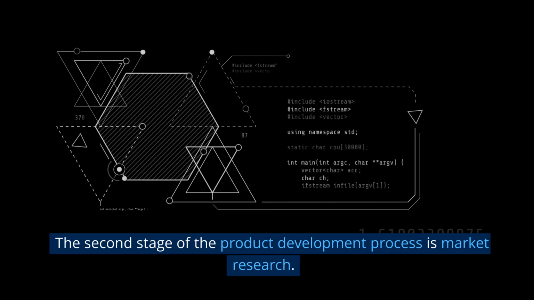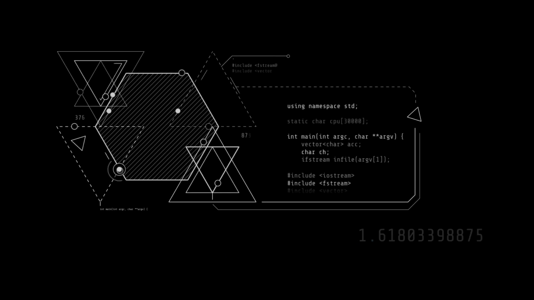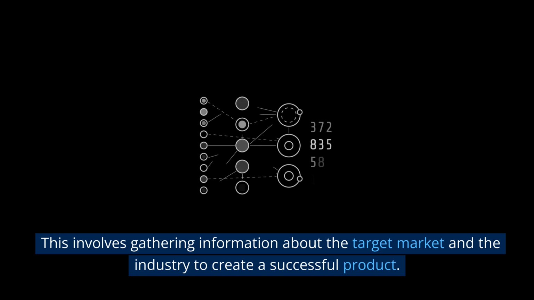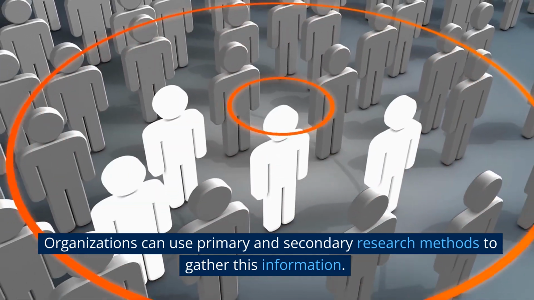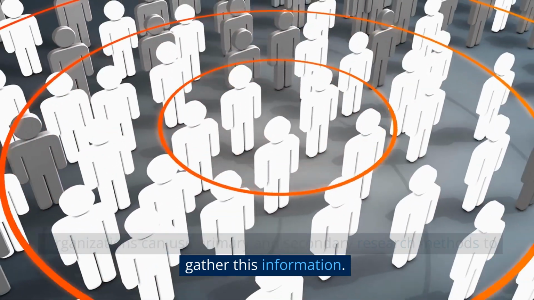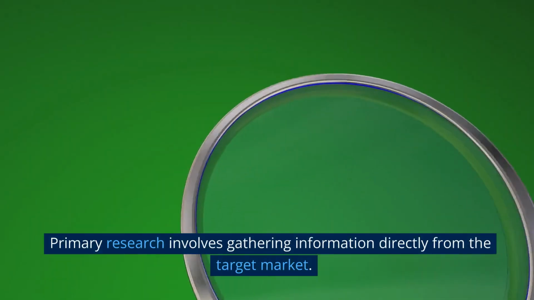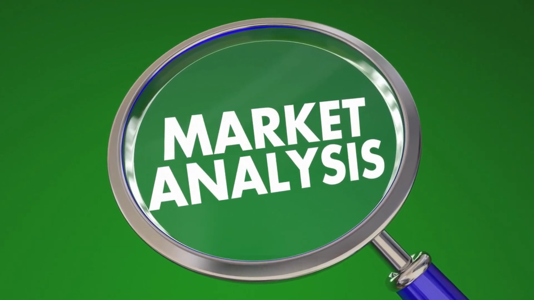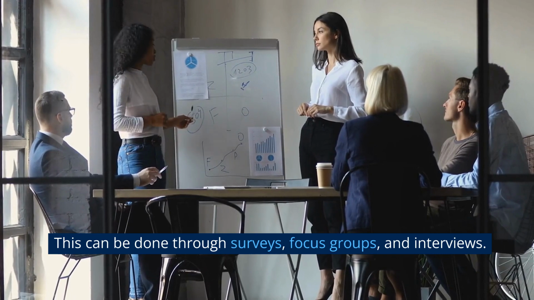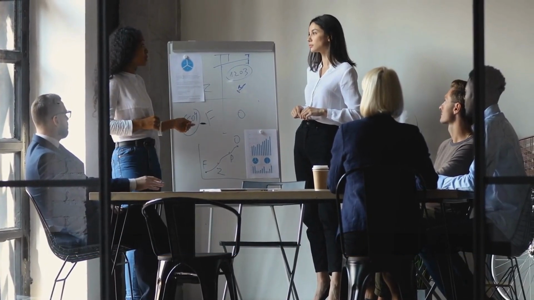Market research. The second stage of the product development process is market research. This involves gathering information about the target market and the industry to create a successful product. Organizations can use primary and secondary research methods to gather this information. Primary research involves gathering information directly from the target market. This can be done through surveys, focus groups, and interviews.